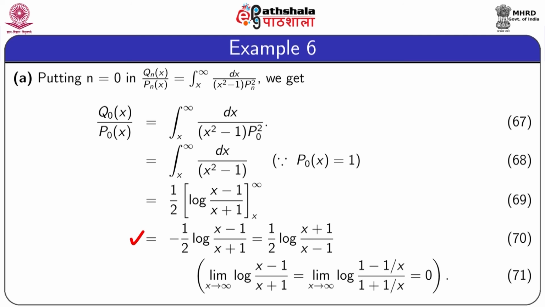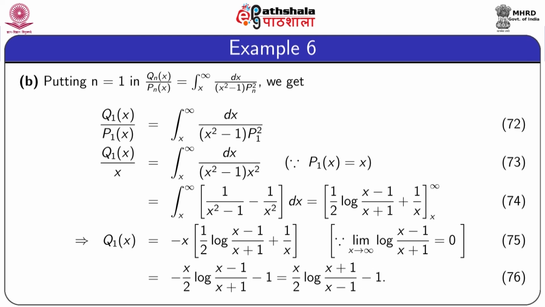If we substitute the values, you will arrive at equation number 70, which gives half of log((x + 1)/(x − 1)), because as x tends to infinity, log((x − 1)/(x + 1)) can be expressed as log((1 − 1/x)/(1 + 1/x)), and as x tends to infinity, 1/x tends to 0, and we all know that log 1 is equal to 0. And hence, we get the result as Q0/P0 is equal to half of log((x + 1)/(x − 1)).